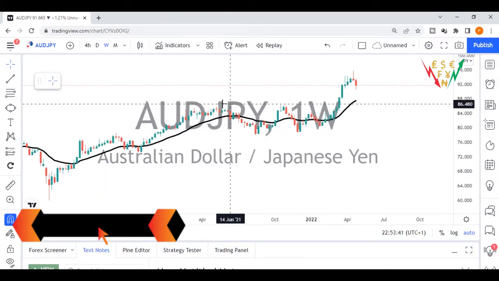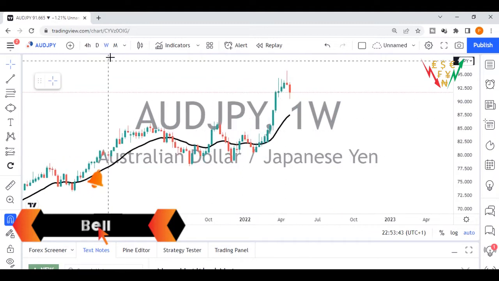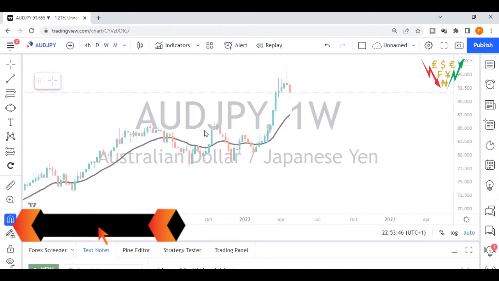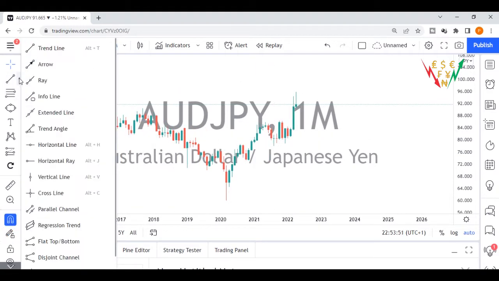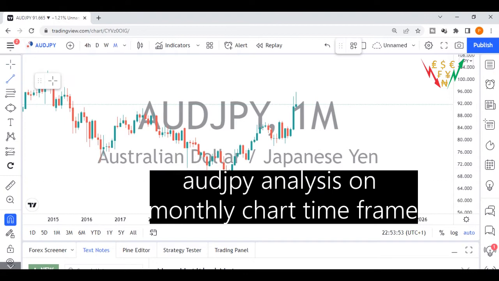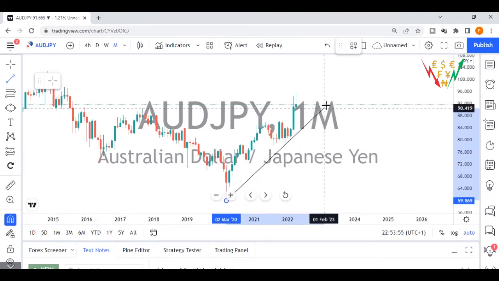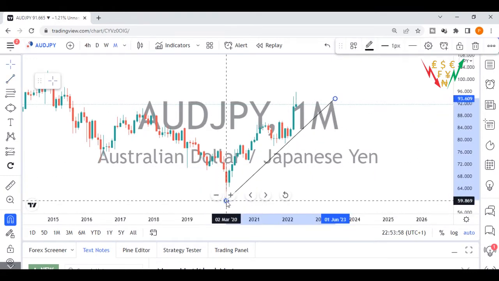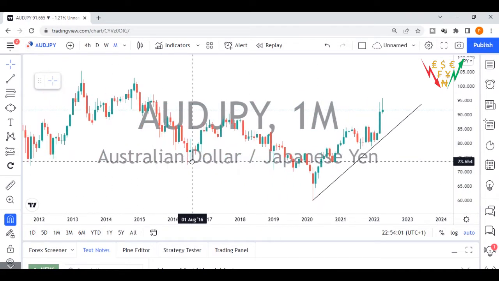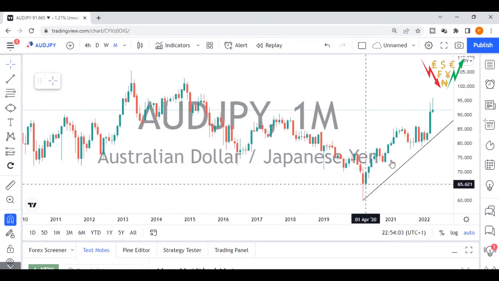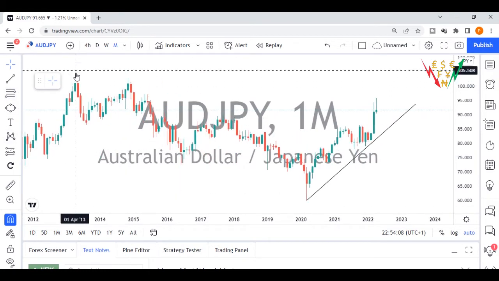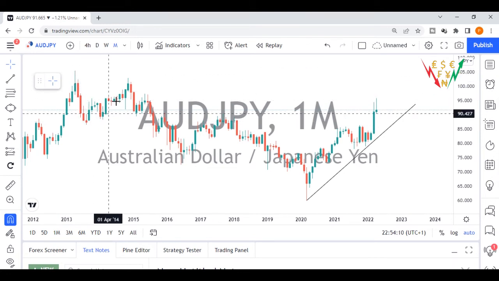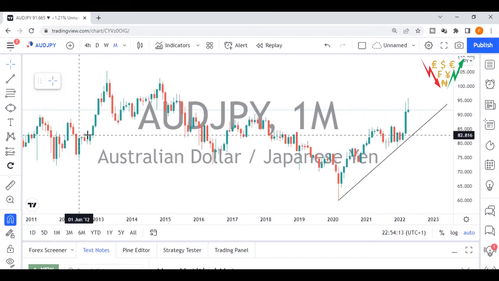Okay, so Australian dollar, Japanese yen on the weekly chart, but let's look at what we have on the monthly, just for the record. From the monthly chart, you can see that the market has been in an uptrend from this point. However, the significant move we have here is when the market got to this point, the market actually reacted. So we have this breaker move from there, from here.